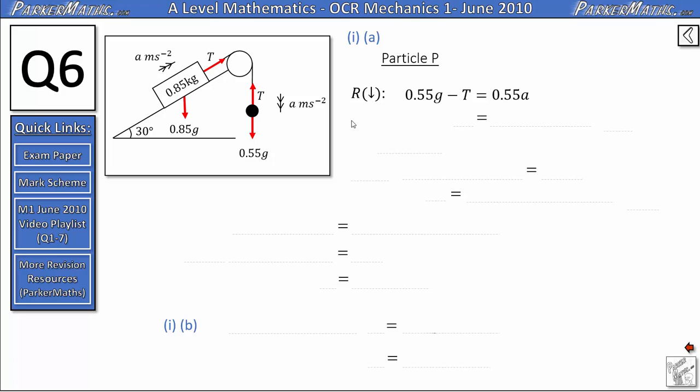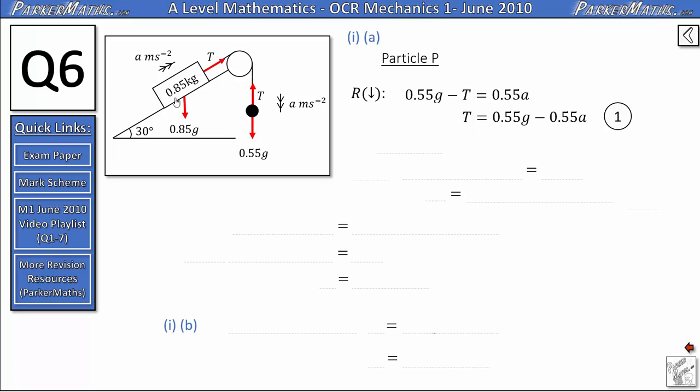Notice that we've chosen the positive direction, downwards, to be the same direction as the acceleration. That's usually a good thing to do and it makes the calculations easier. Rearranging this, if we add T to both sides and subtract 0.55A, we end up with T equals 0.55 G minus 0.55A. We'll call that equation 1.